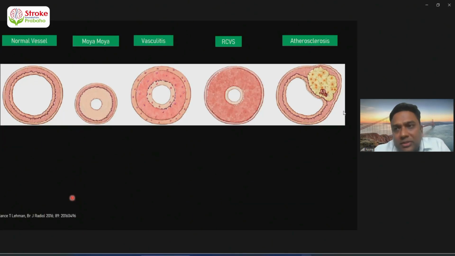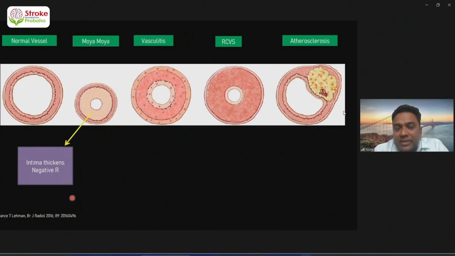So what are the etiologies that we are going to discuss? One, of course, is the normal vessel. In moya, what happens is the intima thickens, whereas the media atrophies.